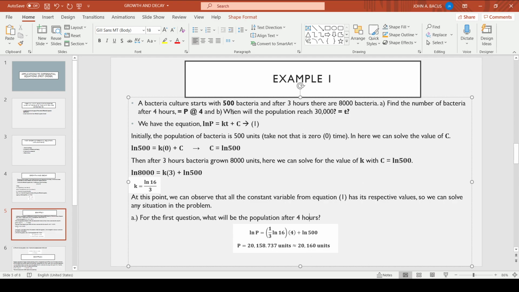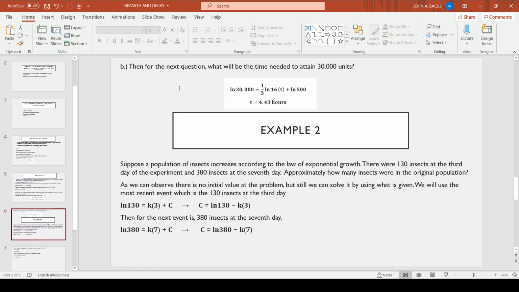For question B, when will the population reach 30,000? We are looking for the time t. So ln of 30,000 is equal to, we have k, which is 1/3 ln of 16, that's our k, right? And the time t right here.